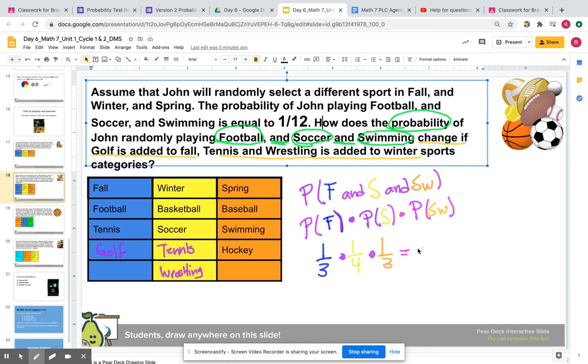If you multiply these fractions out, you'll find out that the probability of him selecting football, soccer, and swimming has now decreased. You multiply tops with tops, which is just still 1, over 3 times 4, that's 12. 12 times 3 is 36. You will find out that the probability is 1 over 36 compared to how it used to be, 1 over 12. If you convert these two fractions into decimals, you'll find out that the bigger your categories become, the smaller probability you have of having those sports chosen at random.